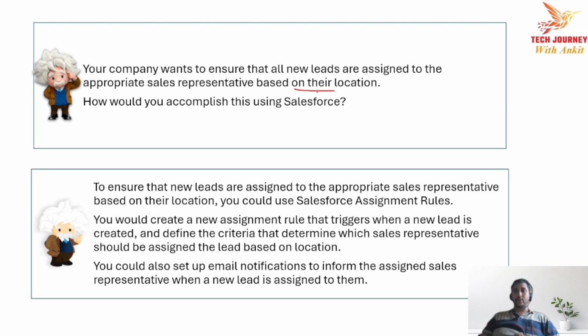Out of the box, Salesforce provides assignment rule functionality on the lead object. So you can use that functionality to do this. What you have to do here is create the assignment rules on the lead object where you will add multiple rule entries, and based on the location you will assign the records to the different sales representatives. Assignment rules also give you the flexibility to set up email notifications as well, so that when a new lead has been assigned to a sales representative, they will be informed over email.